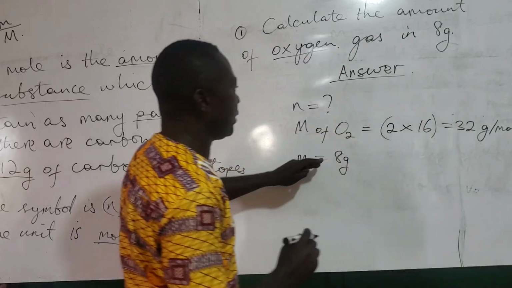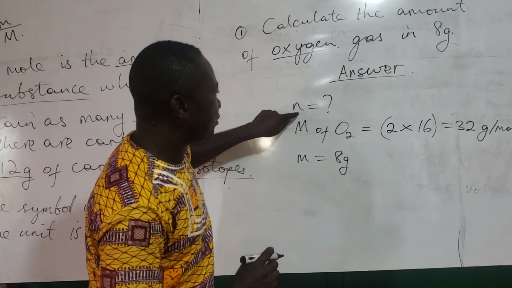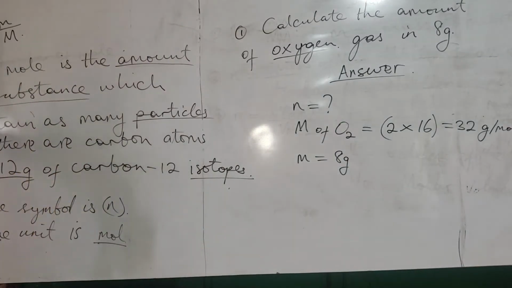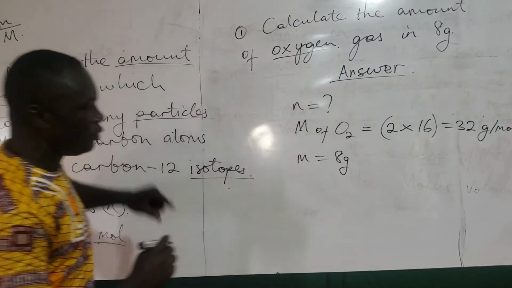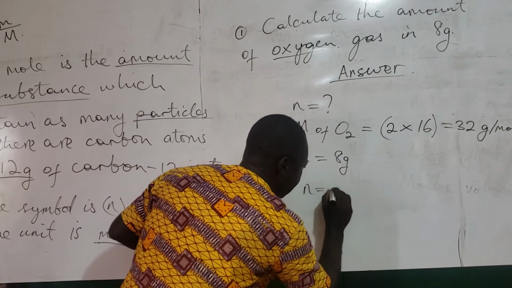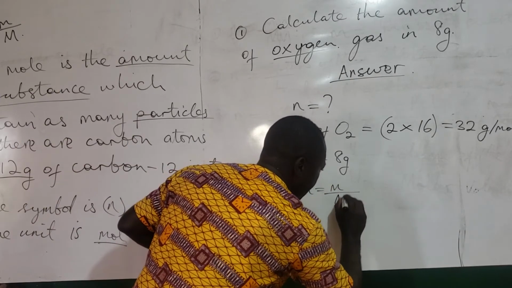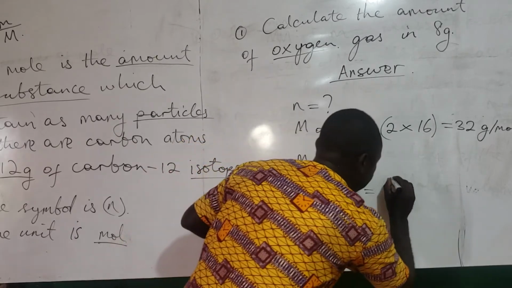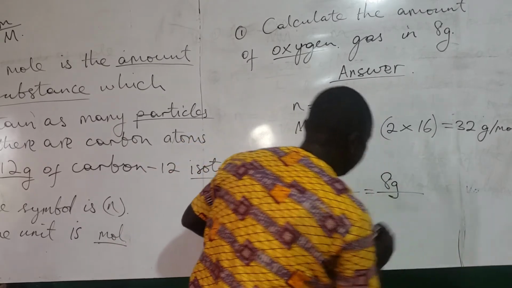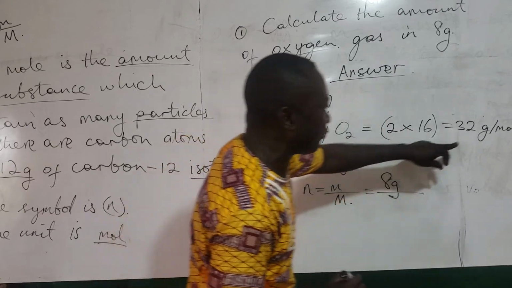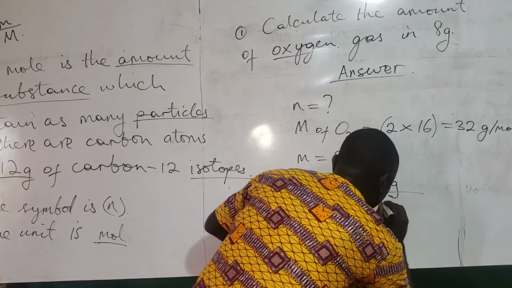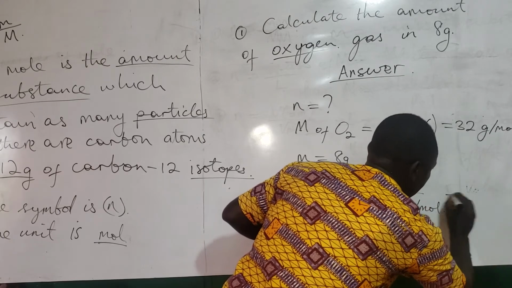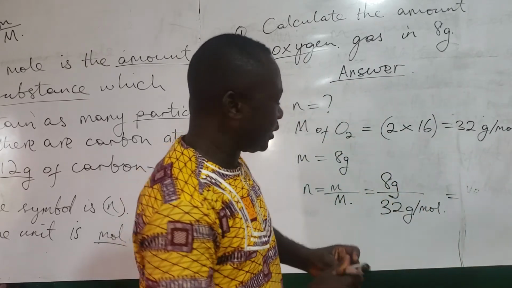So with this information, now we can come back to calculate the number of moles. If you remember the formula that I gave you initially, we have n is equal to small m over big M. This small m is the mass, which is 8 grams, divided by the molar mass, which you have already done here, which is 32 grams per mole. With the help of the calculator, you can solve it here.